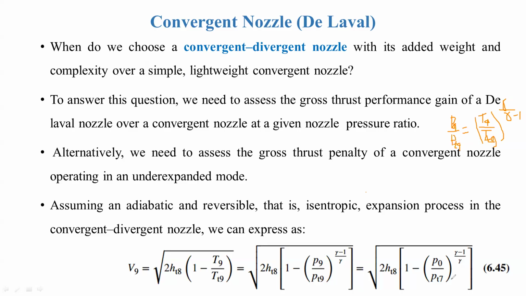And the next equation: because P9 is equal to P naught, we can substitute, and PT9 is equal to PT7. Substituting it, finally we get this equation. So that is the exit pressure. The exit velocity is defined in terms of enthalpy, ambient pressure, and the internal pressure.